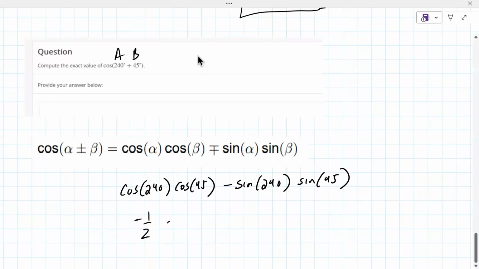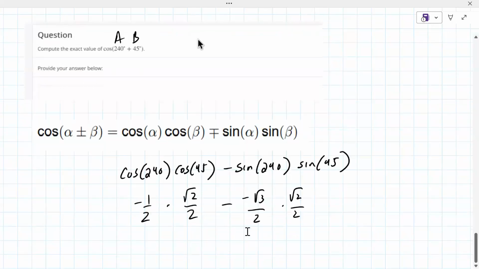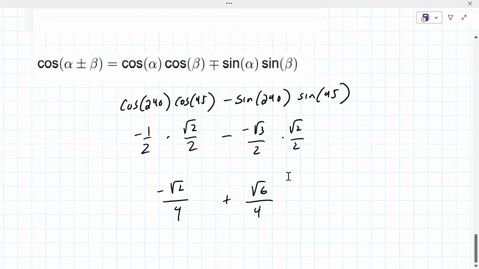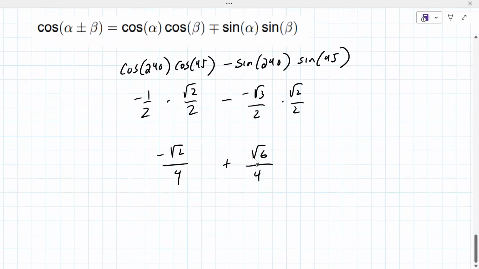Cosine 240 is -1/2. Cosine 45 is root 2 over 2. Sine 240 is negative square root of 3 over 2, and sine 45 is square root of 2 over 2. They should always have the same denominator, matching denominators. You shouldn't have to do anything with them. So this becomes minus square root of 2 over 4 plus square root of 6 over 4. And then you combine the denominator, sorry for the scrolling. You're fine: minus square root of 2 plus square root of 6 over 4.